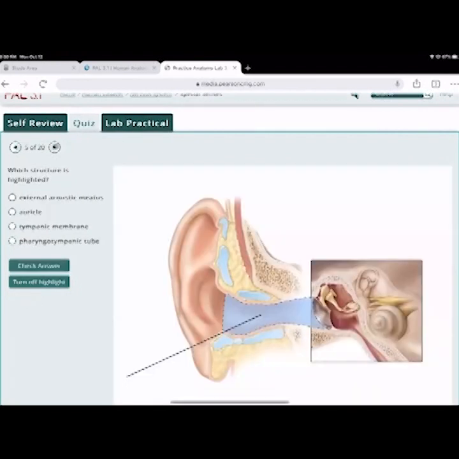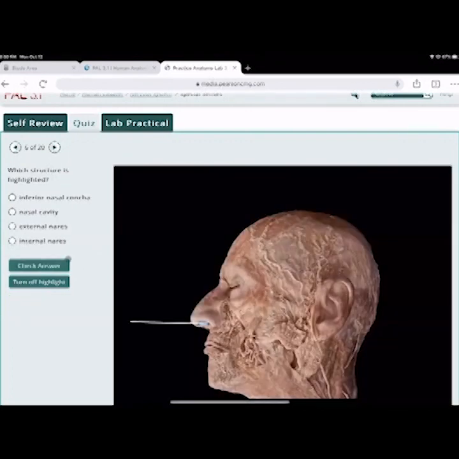Okay, that's your mandible. What structure is this? The opening for the ear. External acoustic meatus. That's in the temporal bone. This is the external nares, openings for the nose.